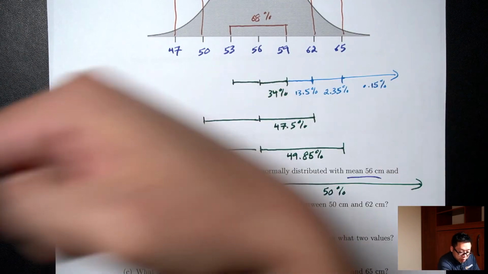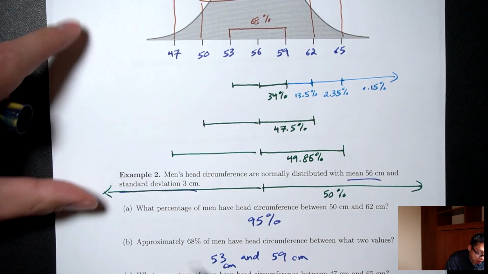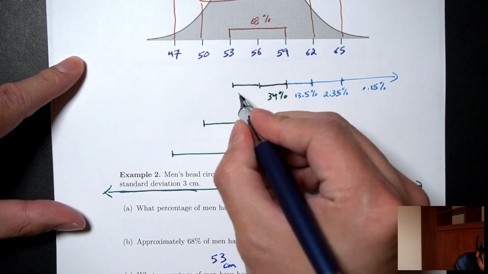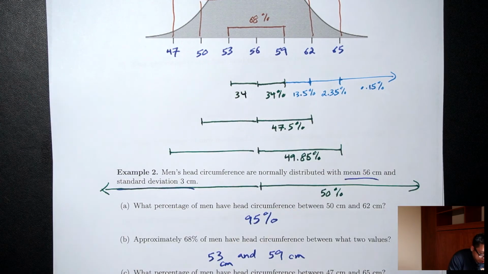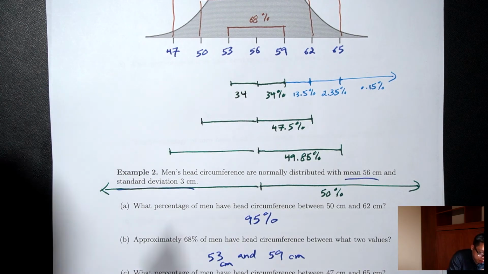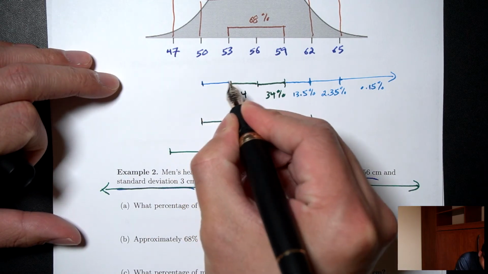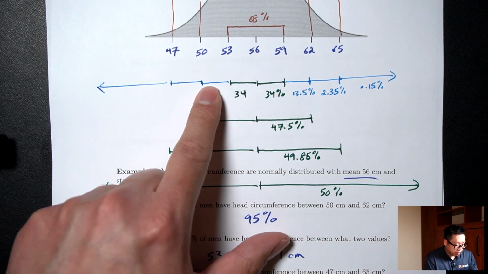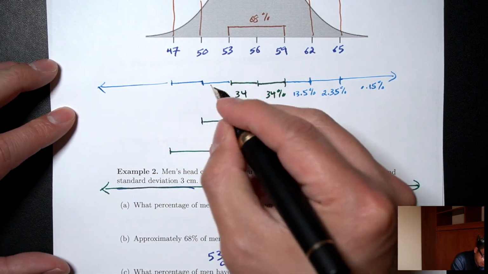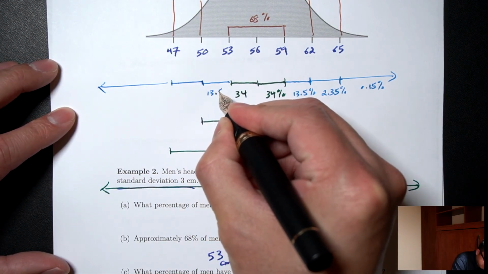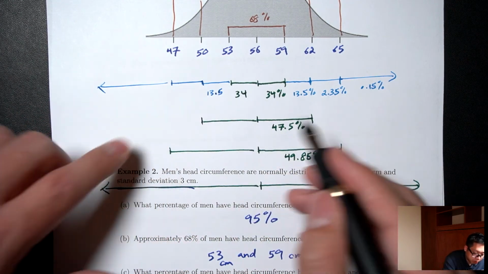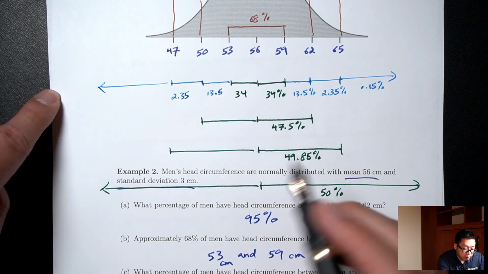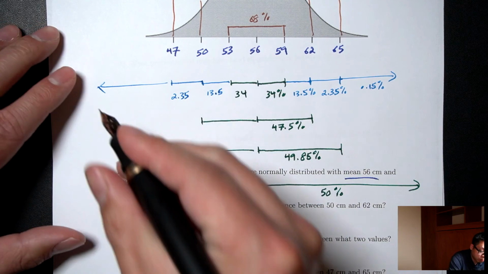And then we have the same numbers on the other side. So I will write them. That's 34, so that's 34. Let me write these other small pieces. That piece, and then the piece all the way to the left, is going to be 13.5. This piece is going to be the 2.35. And then 47 all to the left should be the same as that piece, 0.15.